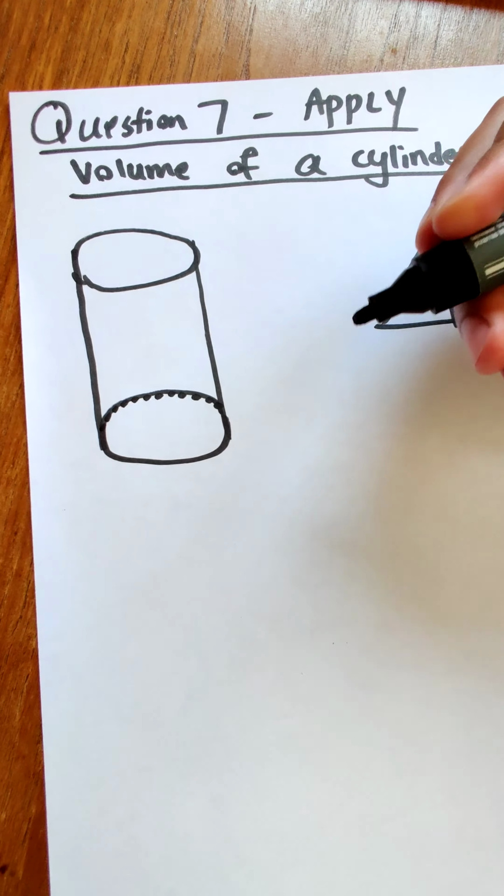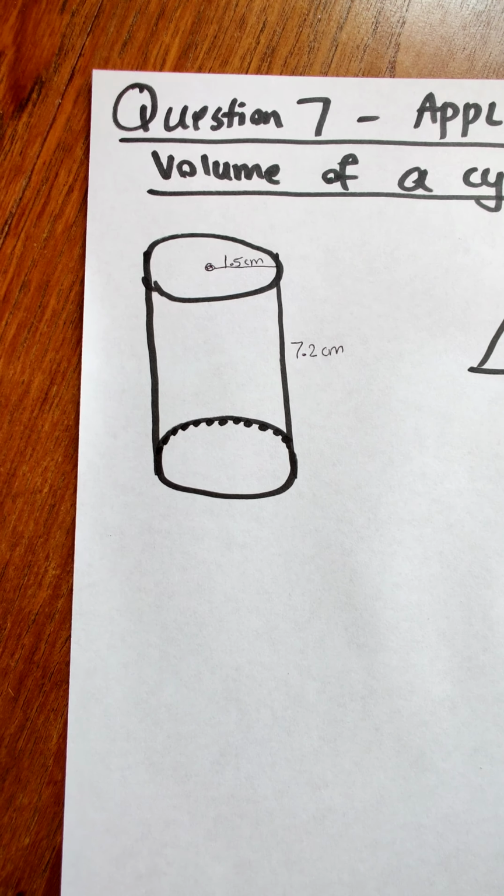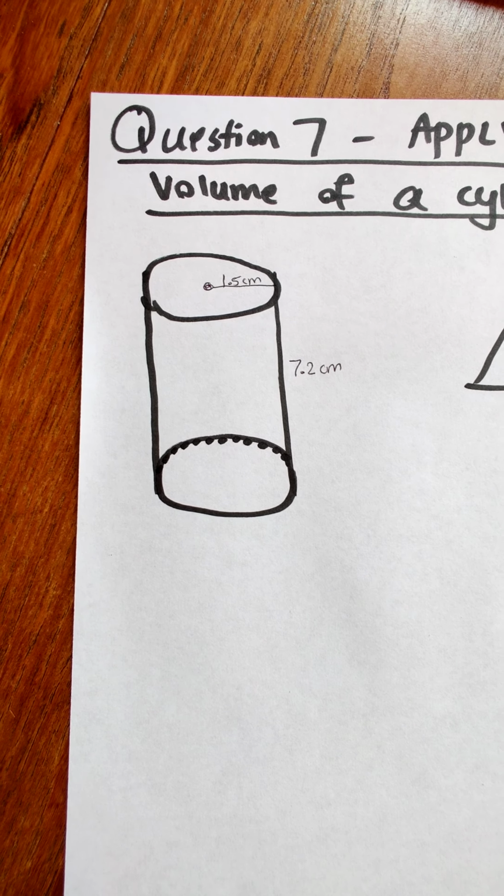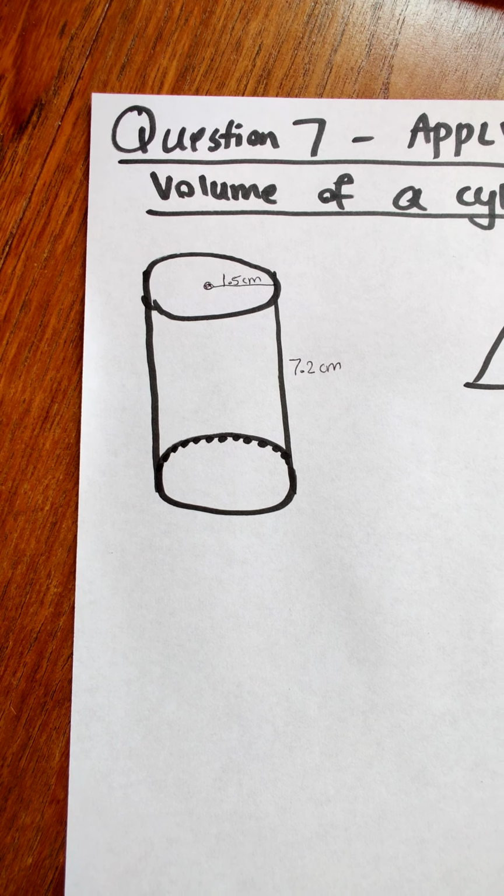And it has a height of 7.2 centimeters. So 7.2 centimeters, that's the height. And the question said the density of the glass is 2.61 grams per centimeter cubed. So we're going to write that down here. So the density, so we're writing down what we know. So density is 2.61 grams per centimeter cubed.